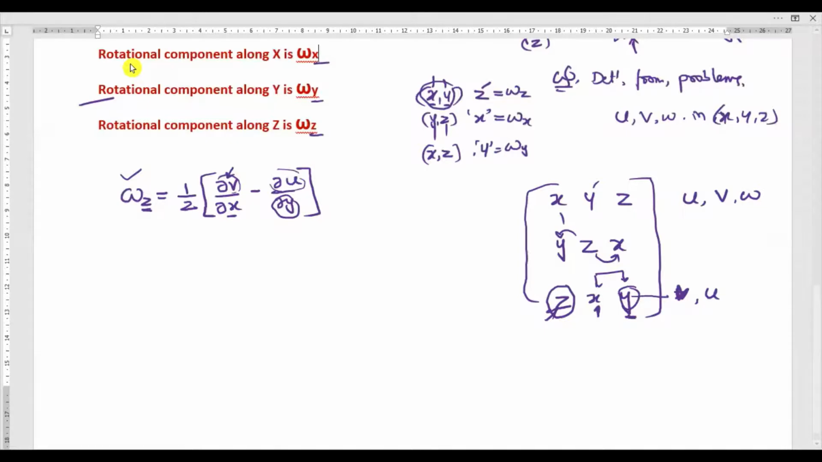Similarly, we will write another term, for omega Y. Sorry, it is not W, it is omega. Omega Y, the rotational component along Y axis, is equal to. Now I will consider this term because I am going to write for Y, so take this term and neglect it. So omega Y is equal to, how many planes are left here? There are two planes left, so you write 1 by 2.